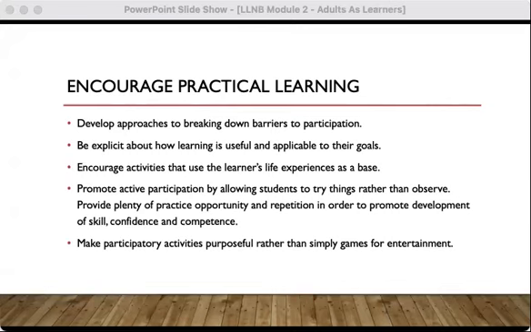Encourage practical learning. Develop approaches to breaking down barriers to participation. Be explicit about how learning is useful and applicable to their goals. Encourage activities that use the learner's life experience as a base. Promote active participation by allowing learners to try new things rather than simply observe. Provide plenty of practice opportunity and repetition in order to promote development of skill, confidence, and competence. Make participatory activities purposeful rather than simply games for entertainment.